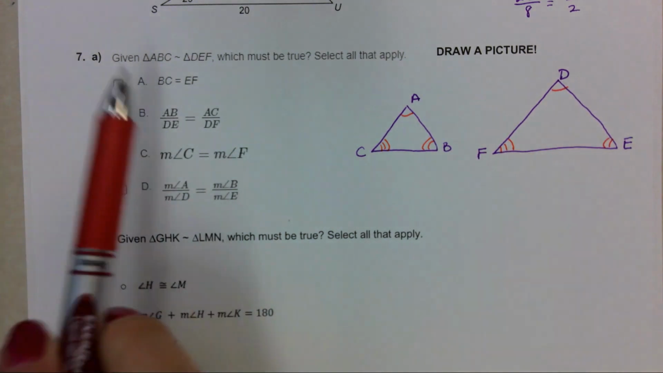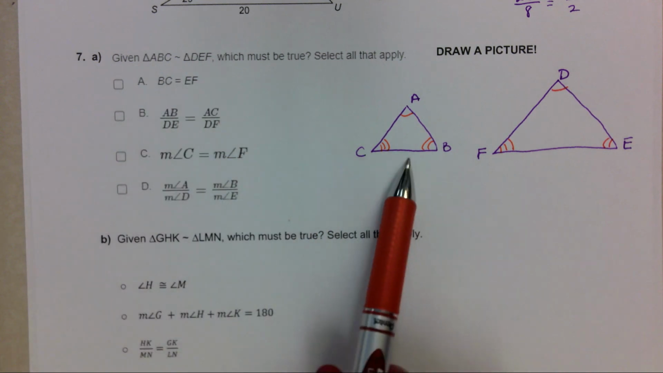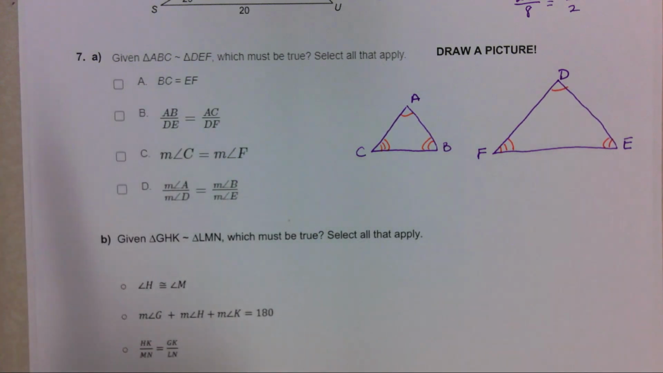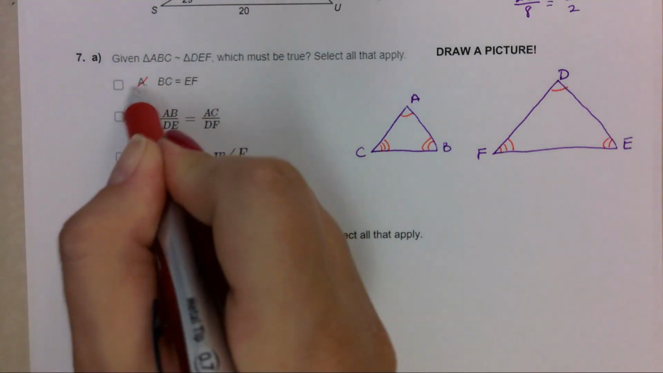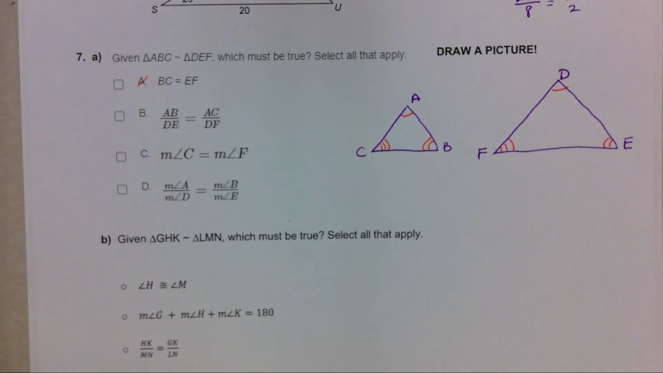So let's check our first option. BC is equal to EF. Well, since they're similar, they don't have to be equal. They just have to be proportional. So A is not necessarily true.